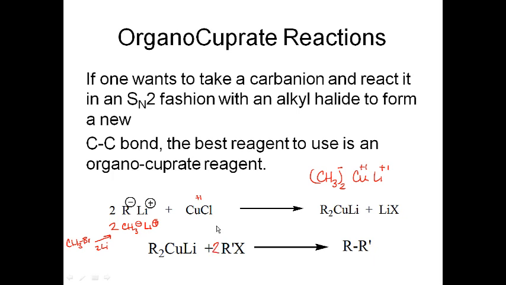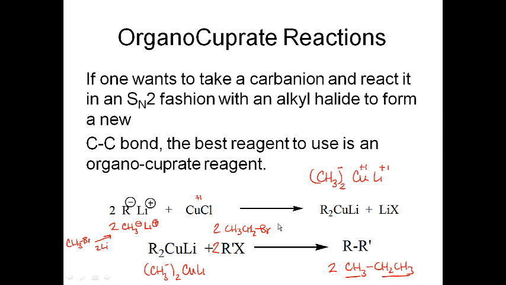And now it turns out that if you added 2 equivalents of an alkyl halide, let's say we added 2 equivalents of ethyl bromide to this. So over here we've got our 2 CH3 minuses, and we've got our copper and our lithium counterions, and if we reacted that with something like 2 ethyl bromides, I'd end up actually forming 2 molecules of propane by coupling the methyl group with the ethyl group of the ethyl bromide.